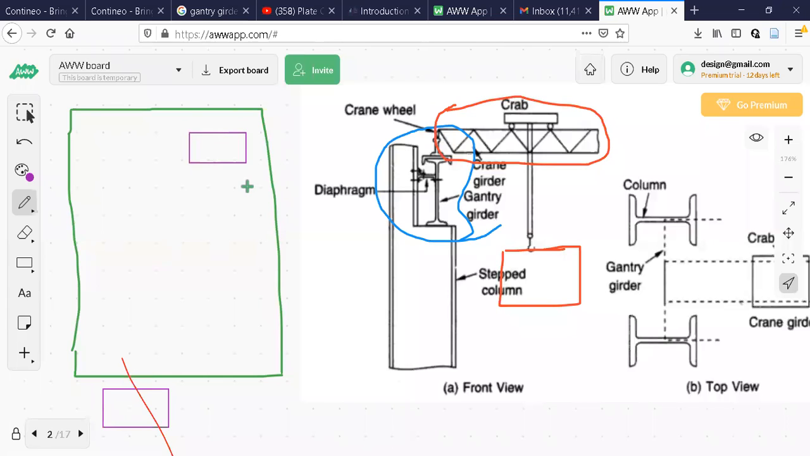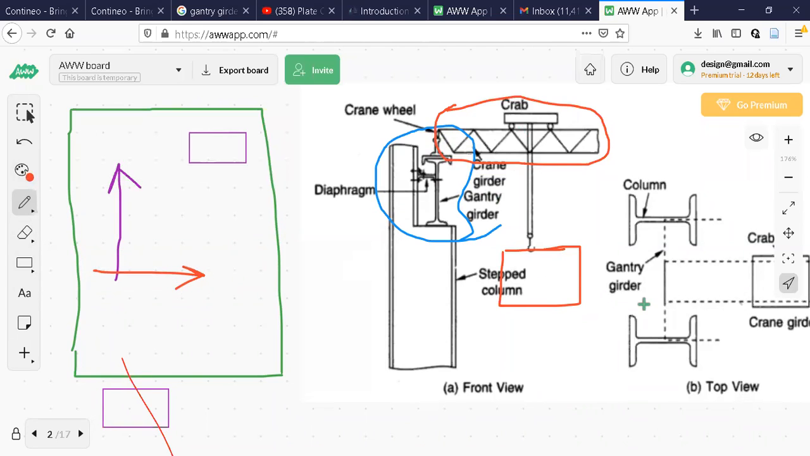Now what happens? You observe here. Now this arrangement is like that. See, first of all, this crane girder can move in this direction. In which direction can it move? I'll show you here. It can move in this direction. This crane girder, which is resting on this rail, can move in this direction. Then this crab can move in x direction. See this. This can move in x direction.